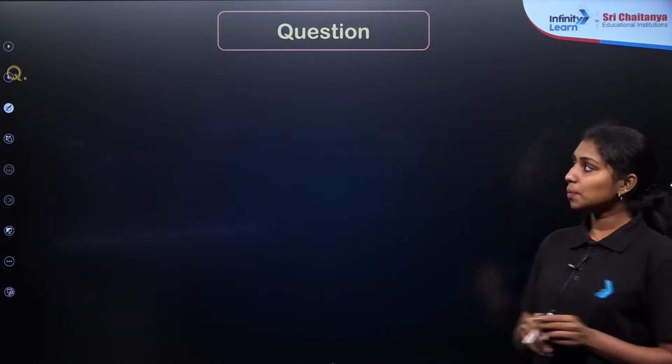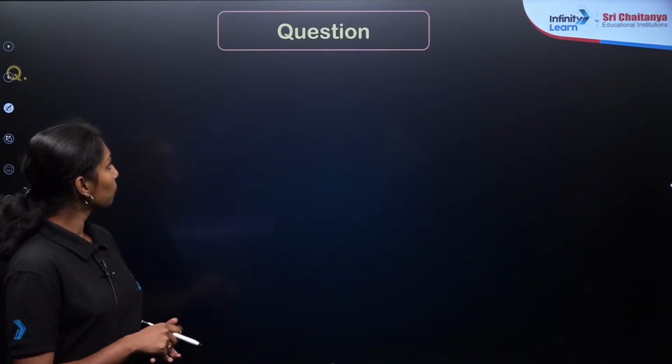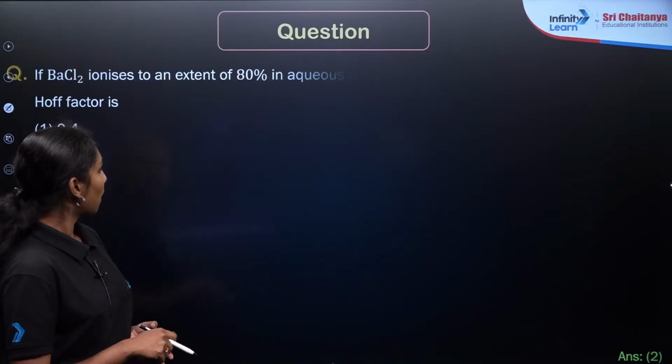Now let us practice some questions, 1 or 2 questions from the colligative properties part. Here is the first question.